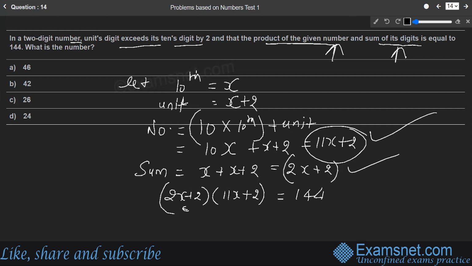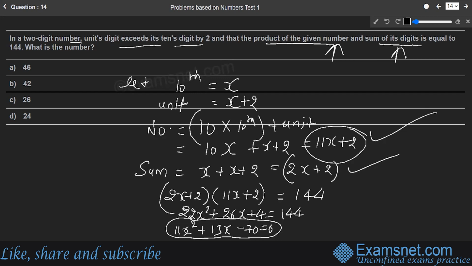If you multiply this together, we reach 22x² + 26x + 4 = 144. We can take the 2 common and make a simplified equation, that is 11x² + 13x − 70 = 0. We need to break it into factors. There is the Sridharacharya formula available, or we can do it by prime factorization also. If it is broken down into factors, this is a product of (x − 2) and (11x + 35).